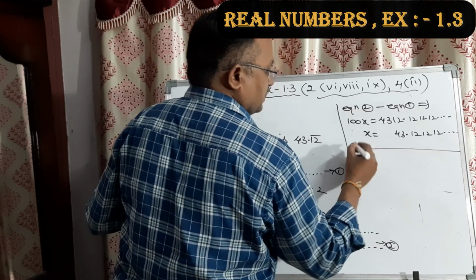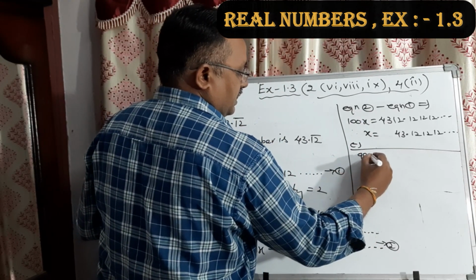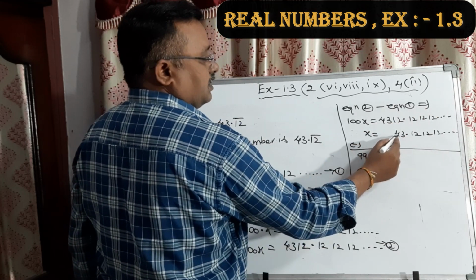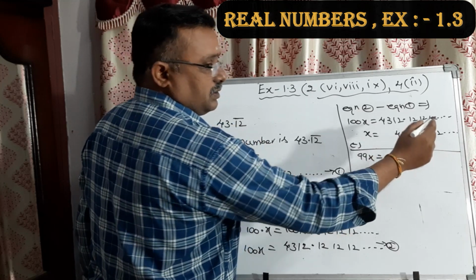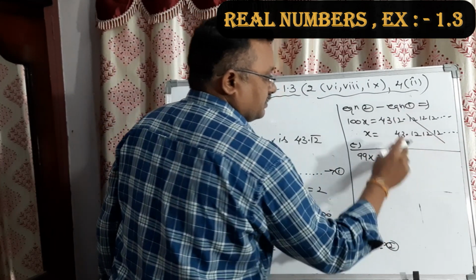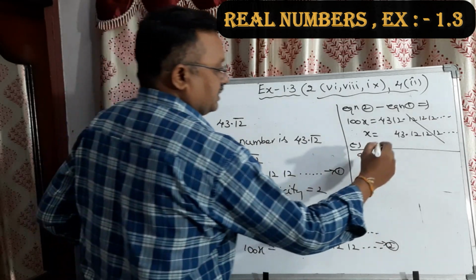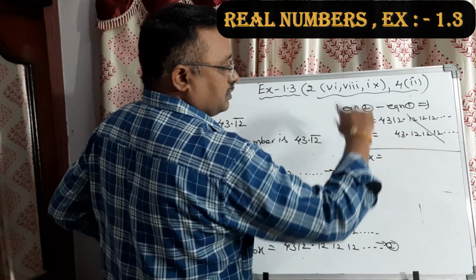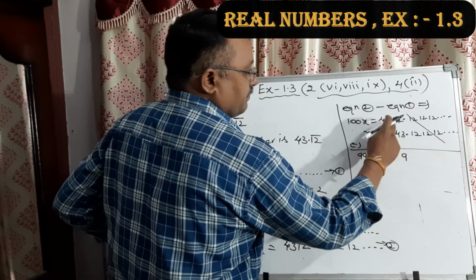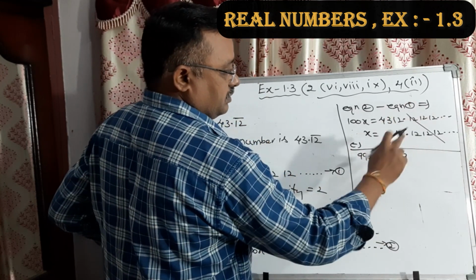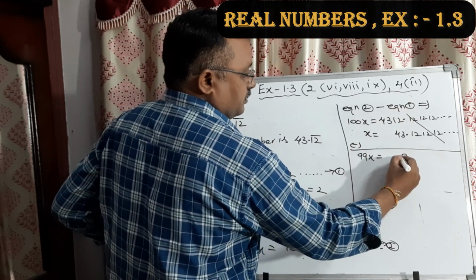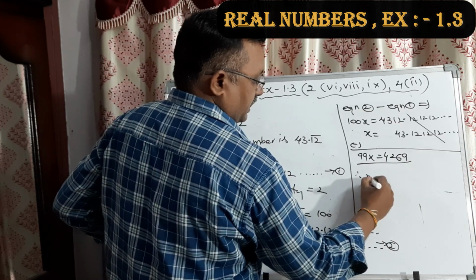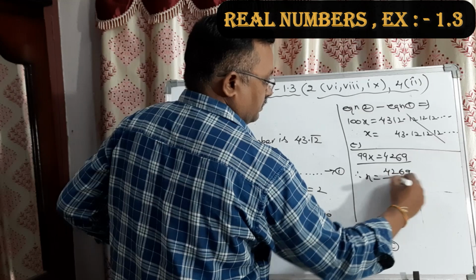Now subtract them. Therefore 100x minus x is 99x is equal to 4312.121212 minus 43.121212 and so on. So decimal parts are the same, that's why subtract them, cancel them. Then the remaining value is only the integral part. 2 minus 3 will not go, so borrow the number. So 12 minus 3 is 9. Here 1 will become 0. 0 minus 4 not possible, so borrow. 10 minus 4 is 6. 3 becomes 2 and it is 4. That's it. Therefore x equal to 4269 by 99.